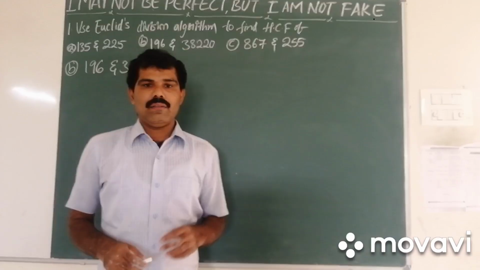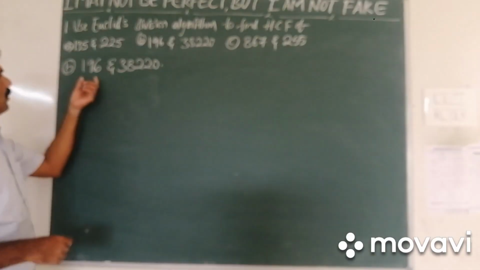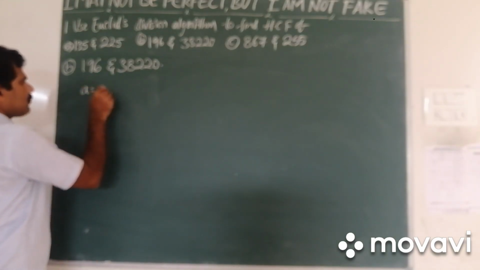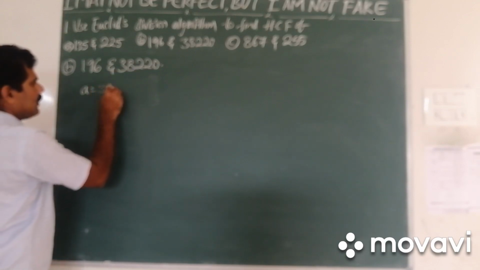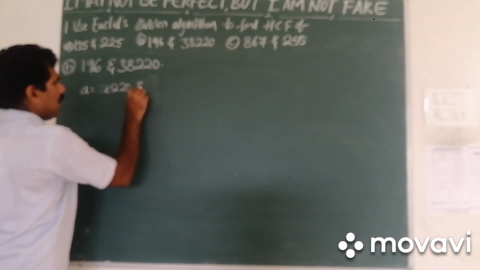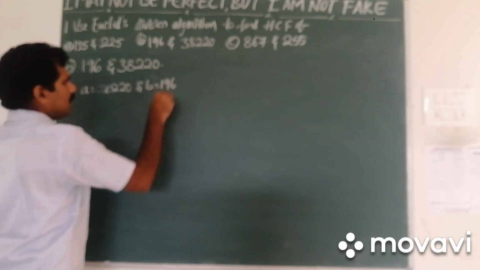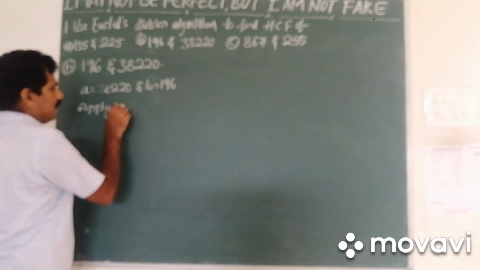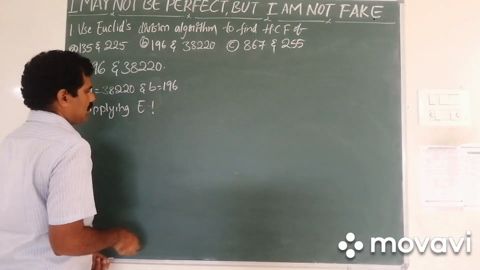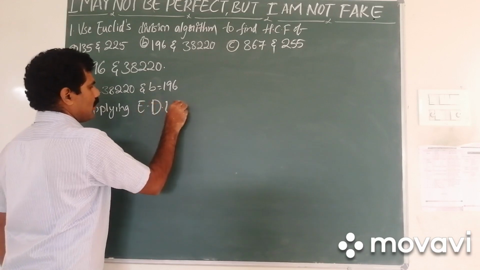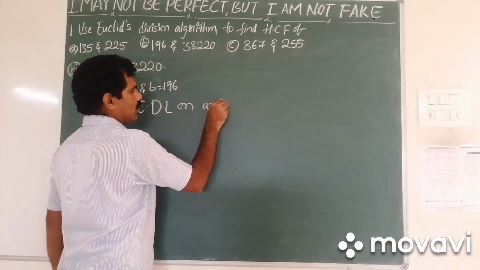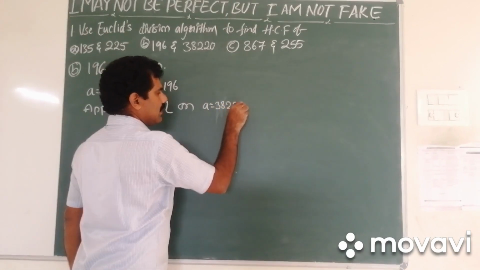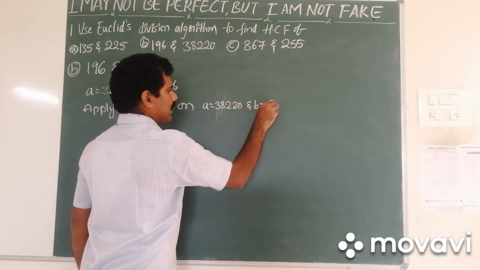Now part B: 196 and 38,220. Here a is the larger value, that is 38,220, and b is 196. Now we have to apply Euclid's division lemma with a = 38,220 and b = 196.